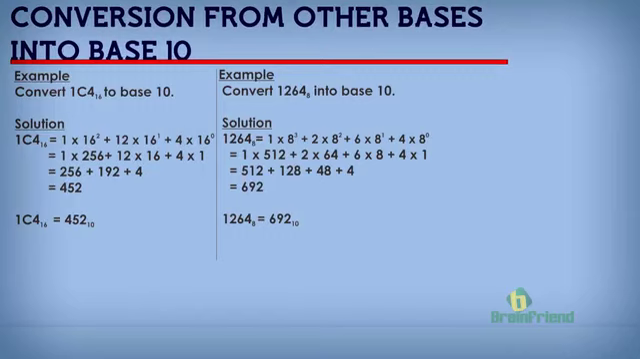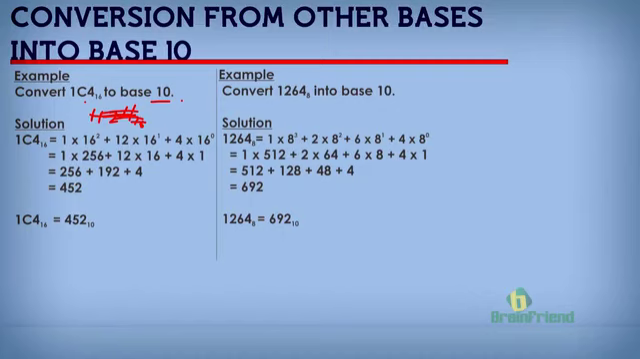Let's take a look at another example. Convert 1C4 base 16 to base 10. I guess we already remember what C stands for. C stands for 12. Remember we learned in the first video, in the hexadecimal naming, the peculiar digits in the system. C stands for 12. So this is the same as saying 1, 12, 4, base 16. But it's written in this form, 1C4 base 16, to base 10.